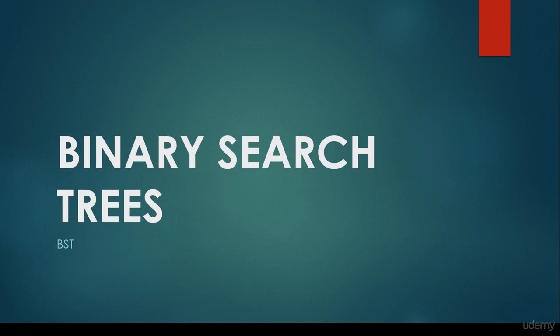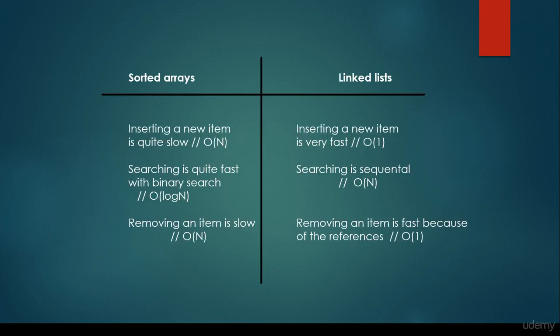Hi, in this video we are going to talk about the theoretical background for binary search trees, so let's get started. Okay, we have been considering arrays and linked lists, and we come to the conclusion that whenever we would like to insert a new item into an array, it is quite slow because we have to rearrange the whole array. So that's why it's going to have O(n) linear time complexity.